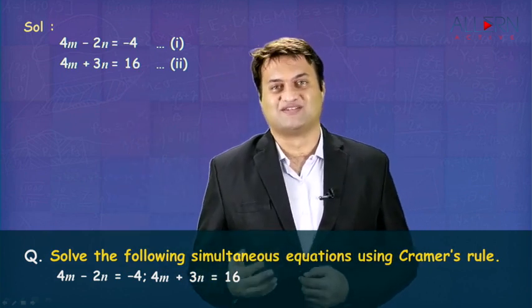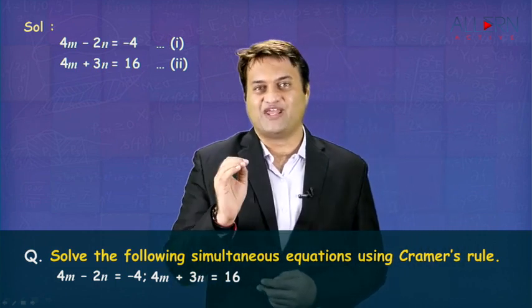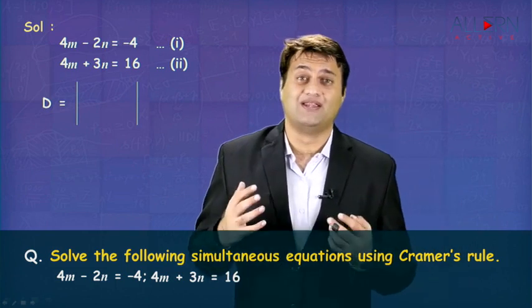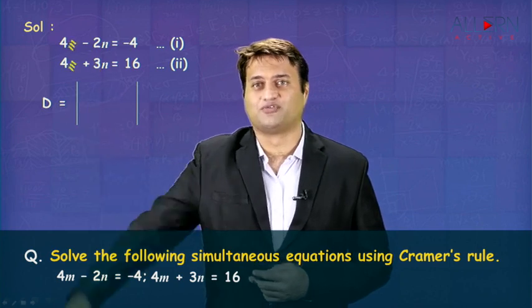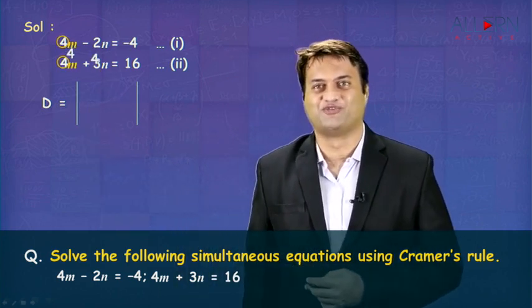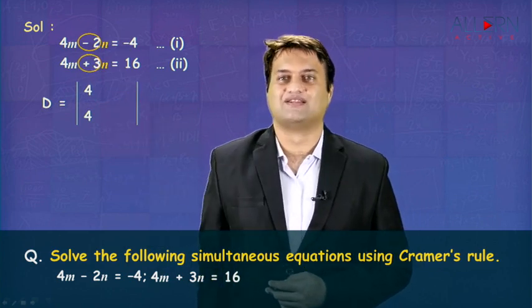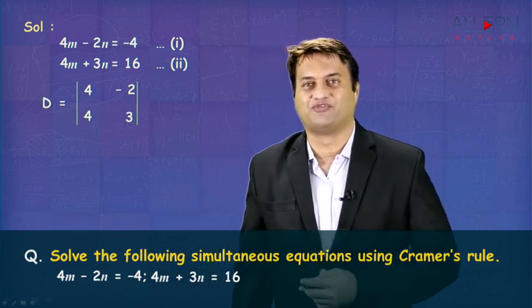Now it's time for us to form and find the value of three determinants. The very first determinant that we will be forming is denoted by D. In D, there will be two columns. In the first column, you will write the coefficients of m, that's 4 and 4. In the second column, we will write the coefficients of n, that's minus 2 and 3. Now let's cross multiply and find the value of D.